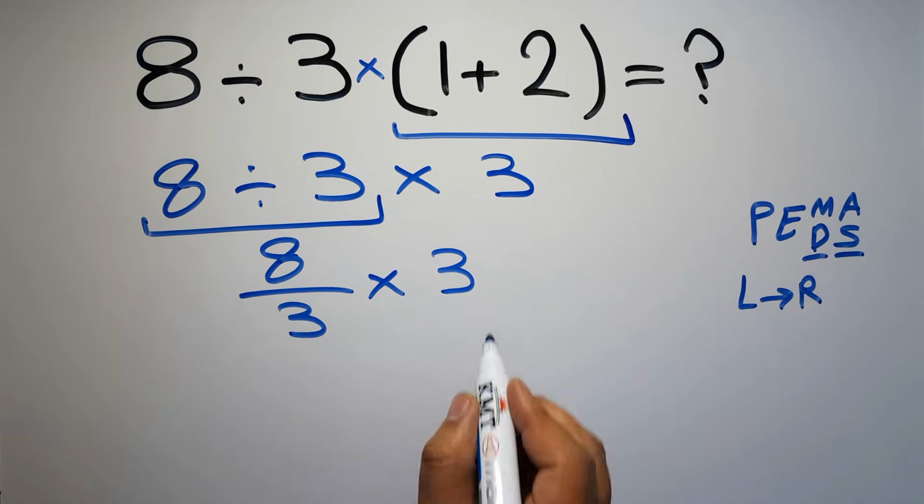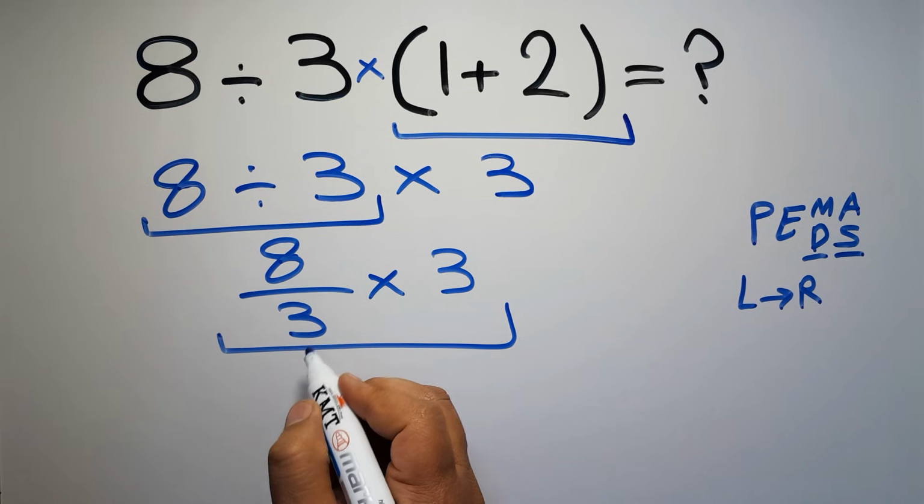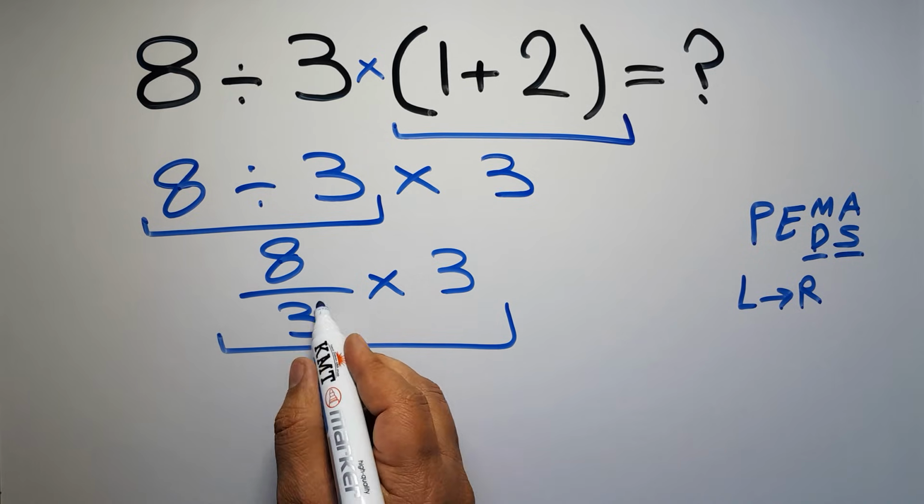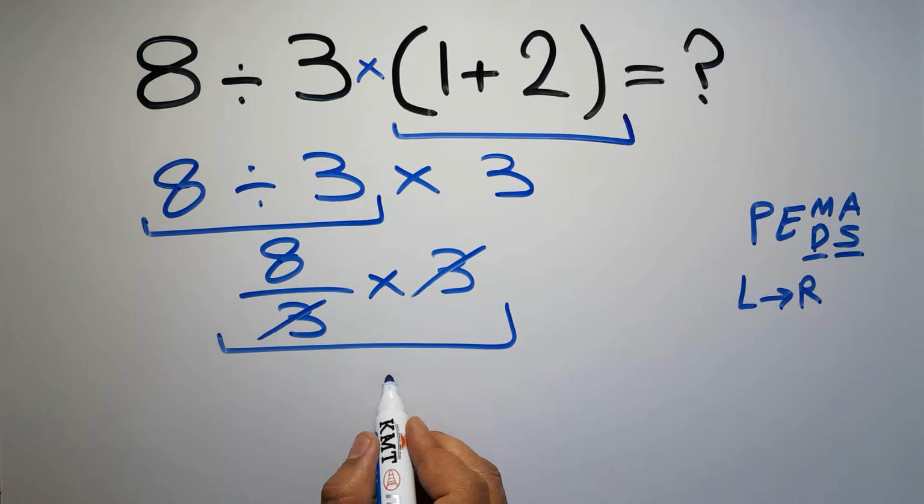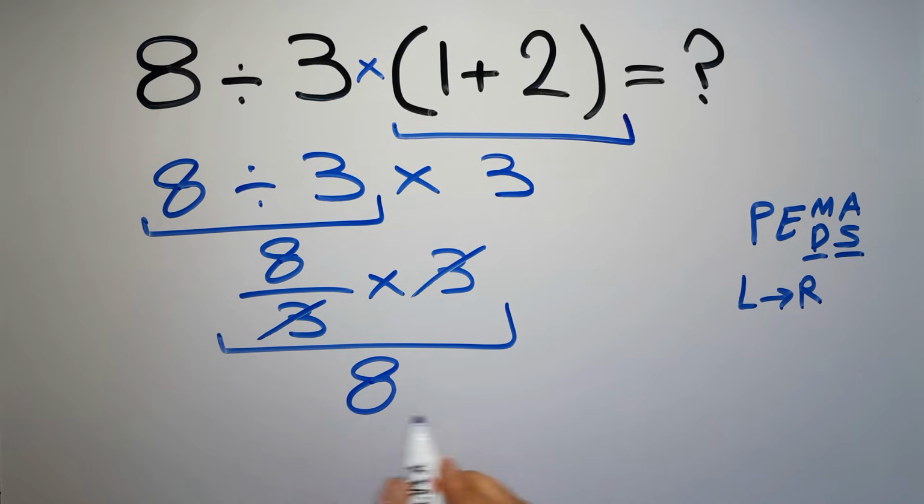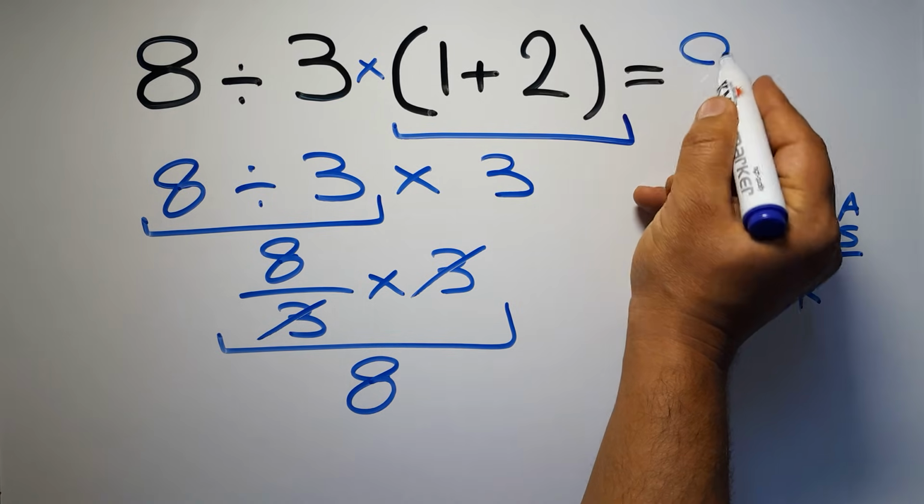Okay, now, we can easily cancel this 3 and this 3, so here we have just 8. And this is our final answer to this problem. The correct answer is 8.